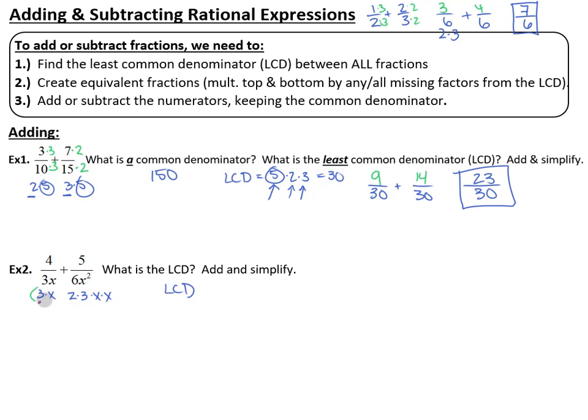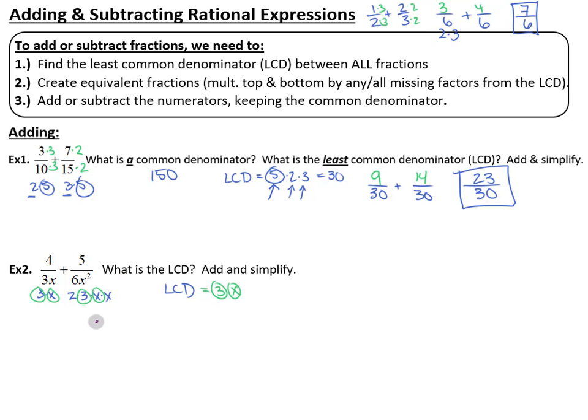So I say they each already have a 3 in common. So let's include 1 3. They also already have an x in common. So let's include 1x. I'm just circling them to make them stand out here.